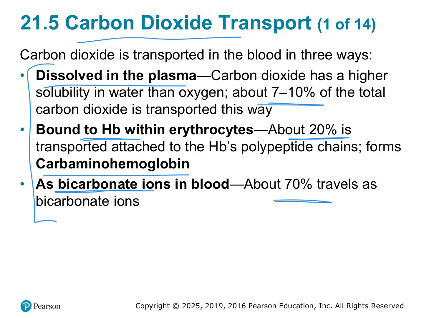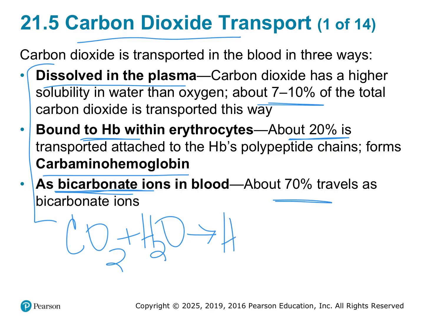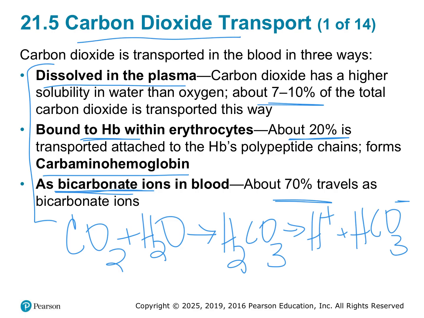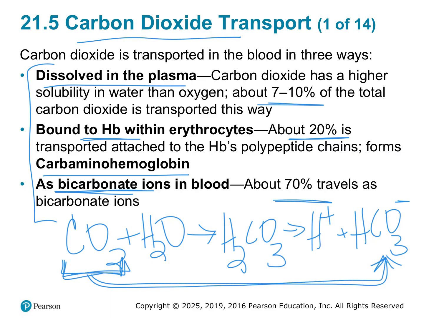So where does the bicarbonate ion come from? Carbon dioxide, when it interacts with water, we have an enzyme, carbonic anhydrase, that's going to facilitate this. It forms carbonic acid, and then carbonic acid dissociates into the hydrogen ion plus the bicarbonate ion. So here's carbon dioxide, and it ends up inside of the bicarbonate ion, and then it's transported that way.